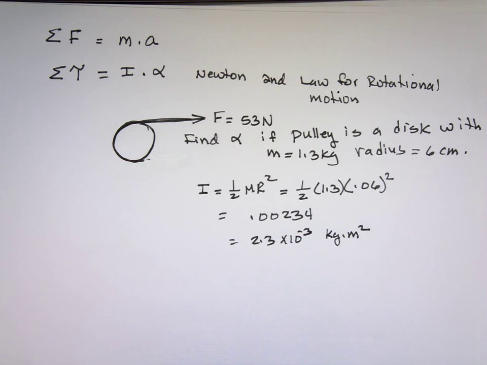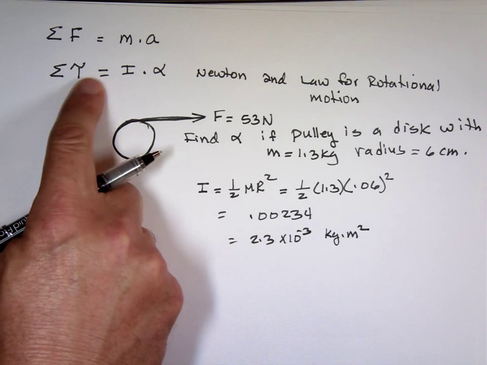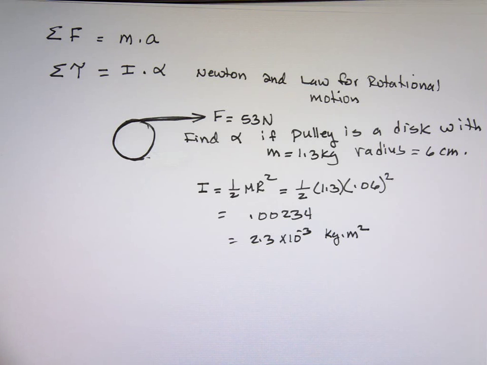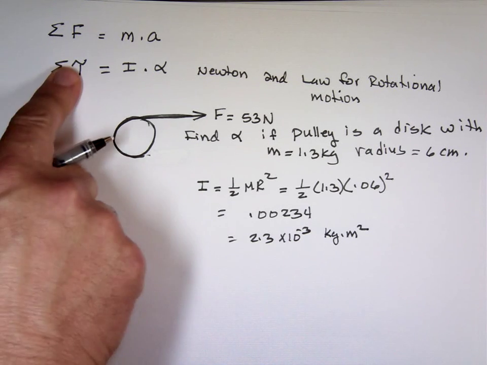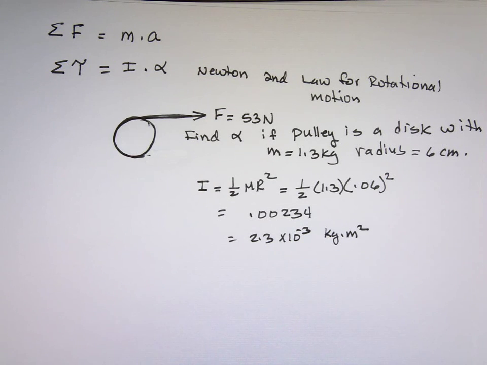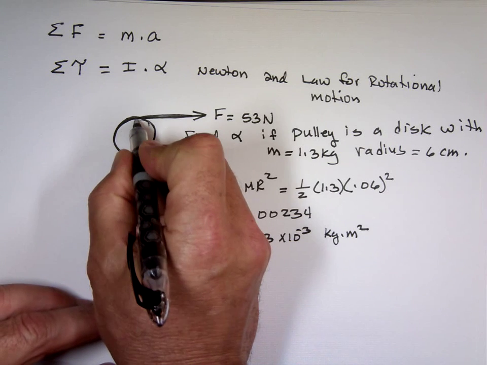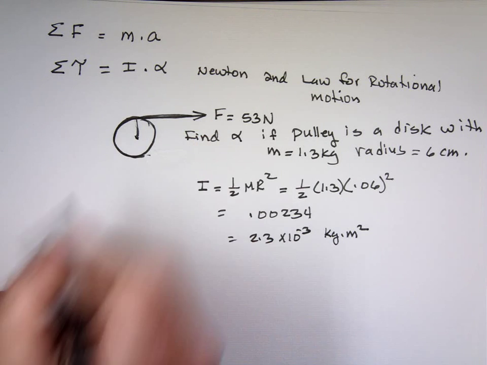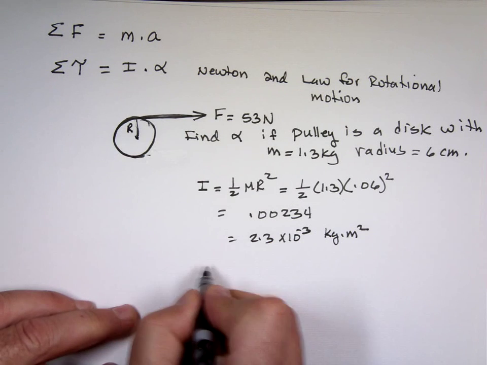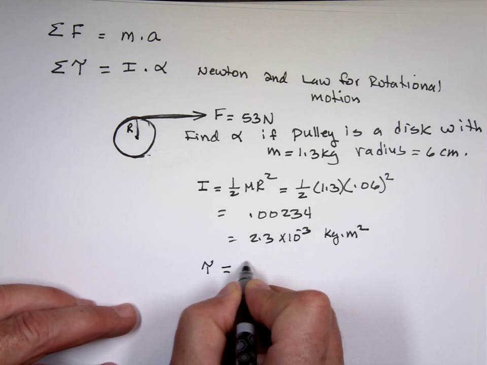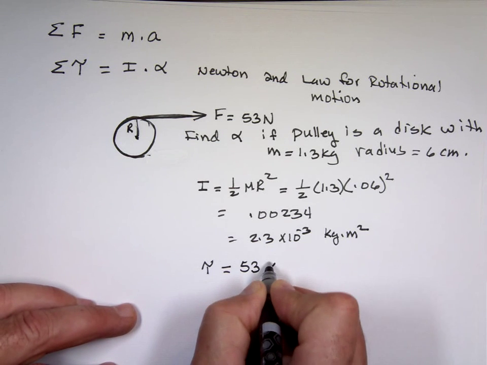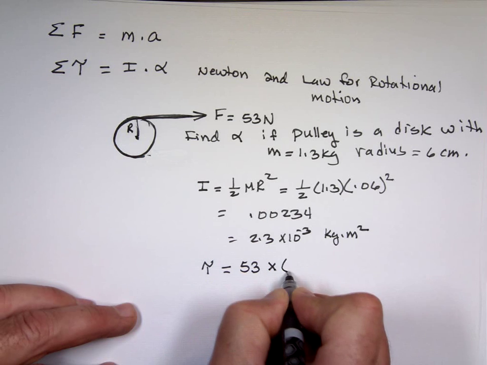I'm looking for alpha. That's the equation I'm going to use. I don't know what the torque is, because if I know what the torque is, I can find alpha. Can we calculate the torque? The torque, remember, this one's going to spin around this point, so I need to know that distance. This is the r there, the radius. So the torque is that force, which is 53 Newton, times the radius, which is what? 0.06.